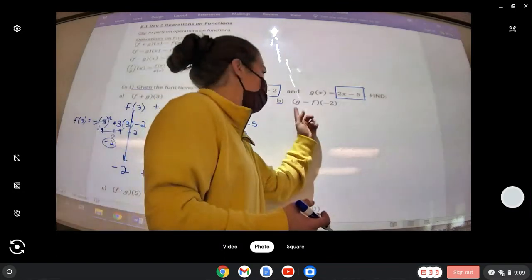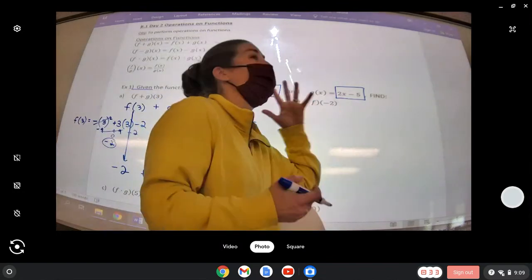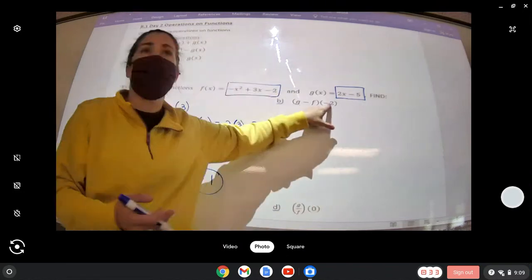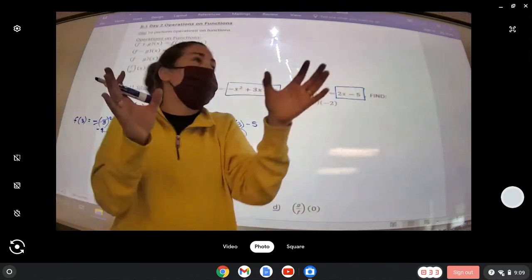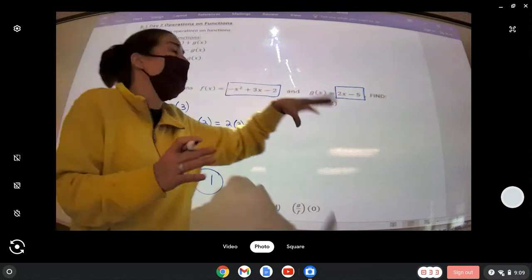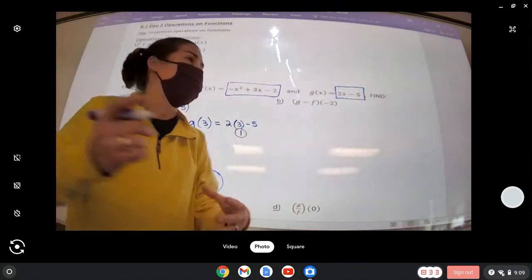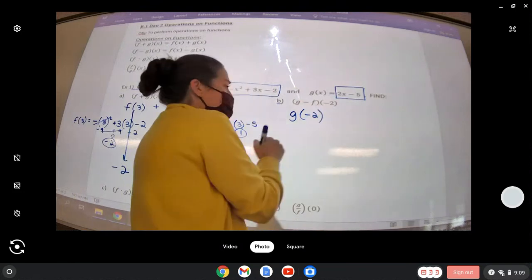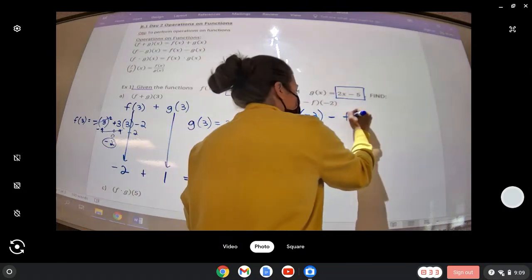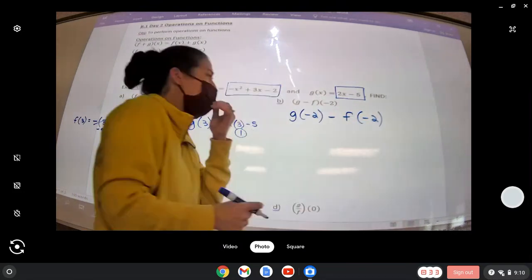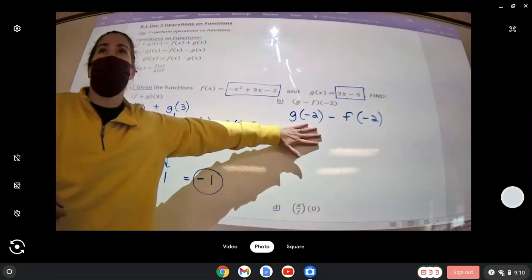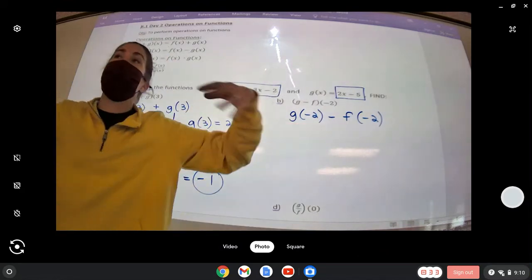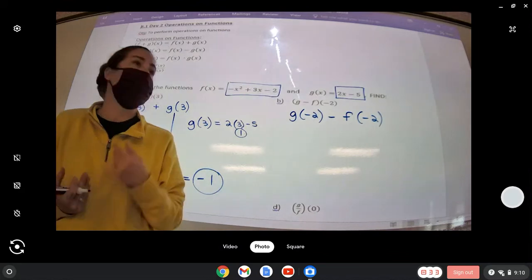Let's say they ask you to find g minus f of negative 2. Well, guys, it's not x anymore. So I'm not just subtracting the functions with the variables in it. Now I can get a number value for this. So they're asking you to take g of negative 2 and subtract f of negative 2. Well, guys, I have to get number values for these. I have to plug negative 2 into each function and see what each function spits out.